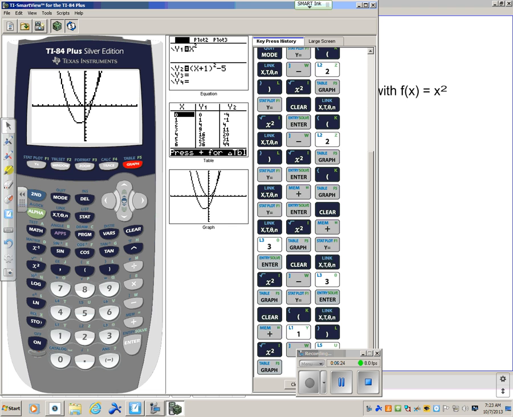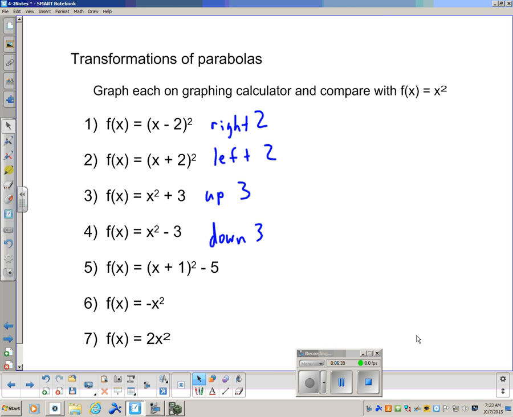So that one, if you can tell, the vertex is sitting kind of like right here. So it looks like to the left 1, and then down 1, 2, 3, 4, 5. So it looks like negative 1, negative 5. So it looks like it moved left 1, and then down 5.